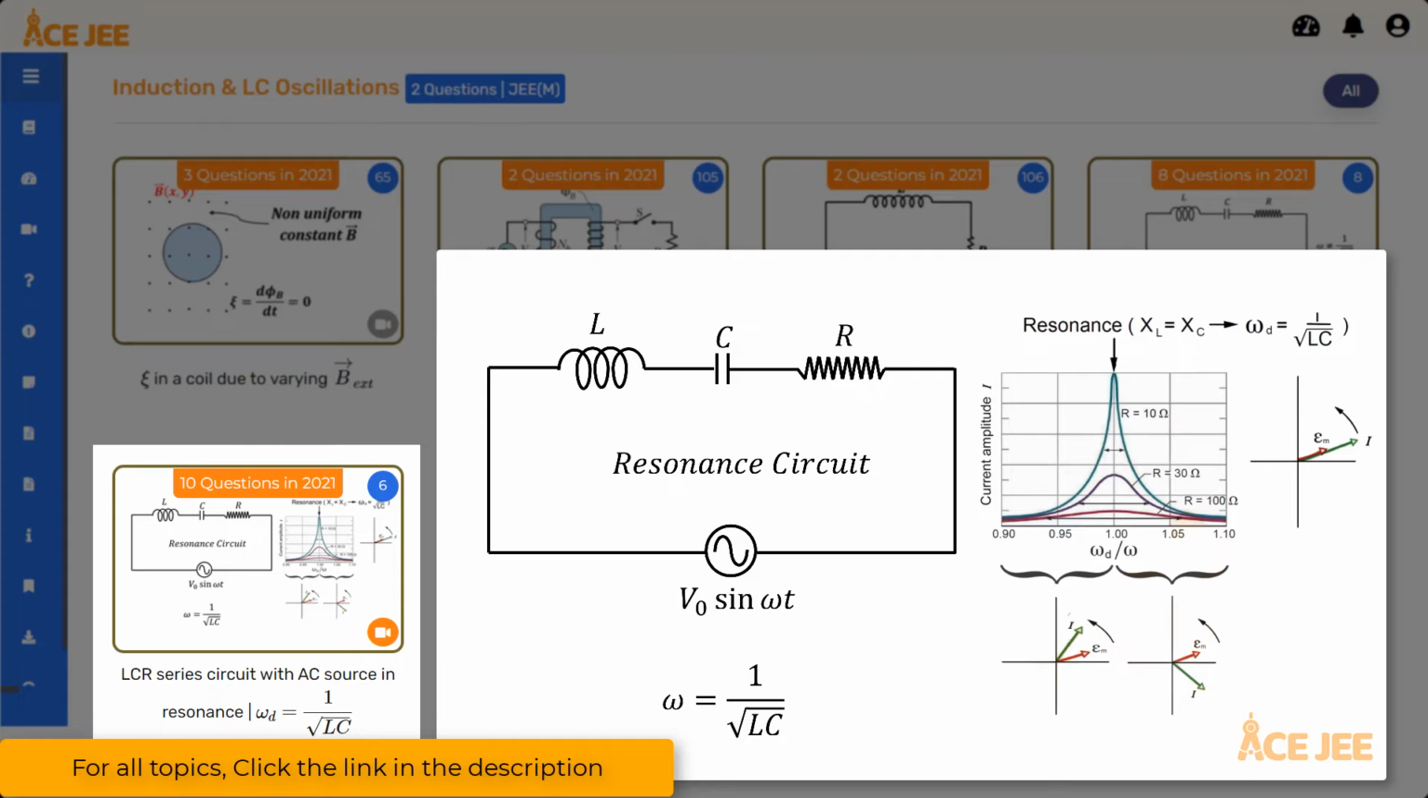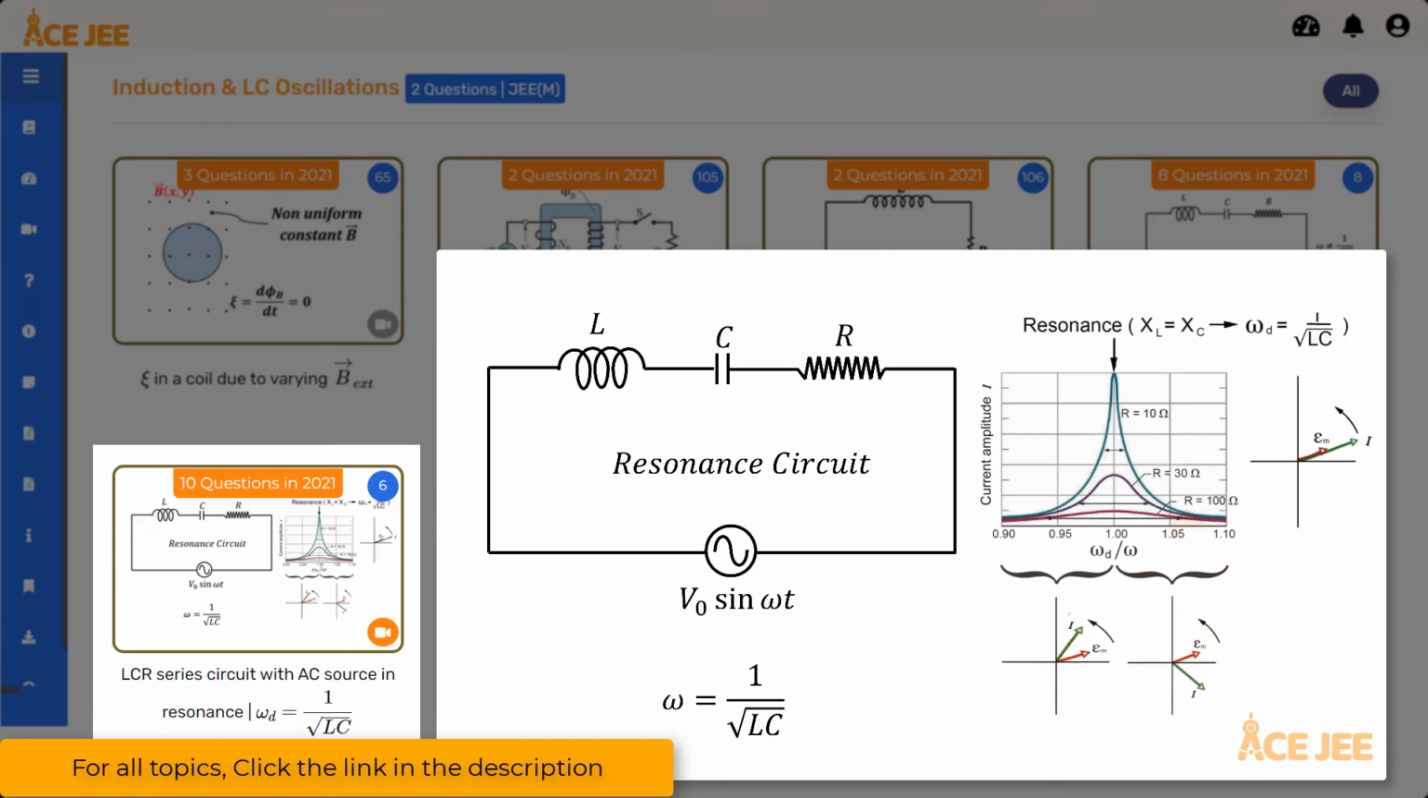So what does it mean for the impedance of the circuit Z, which is given by square root of R square plus XL minus XC square? Well, it will simply reduce to R, the resistance of the resistor in the circuit. Also note that at resonance, phase difference between AC source and current I through the circuit, that is tan inverse XL minus XC by R, will be 0, meaning that the current and the EMF of the AC source are in phase.